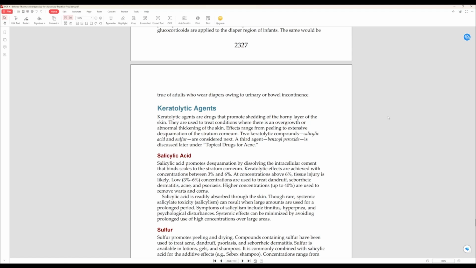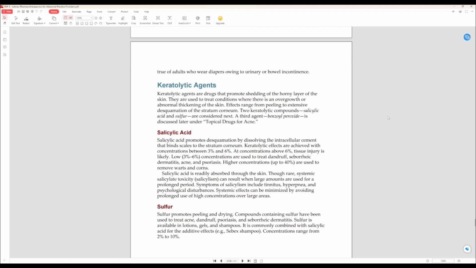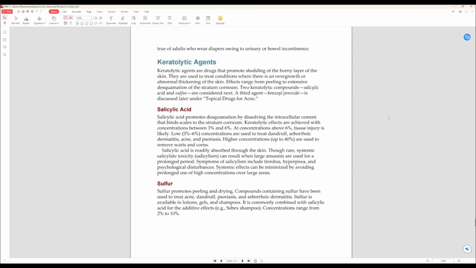Symptoms of salicylism include tinnitus, hyperpnea, and psychological disturbances. Systemic effects can be minimized by avoiding prolonged use of high concentrations over large areas.